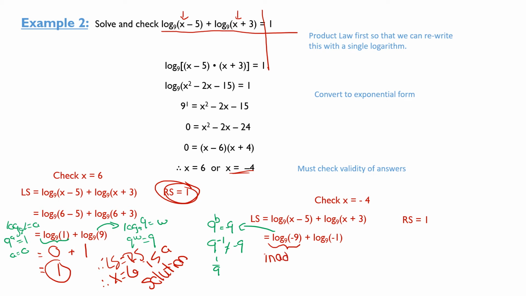So I don't really need to continue on. I know that the -4 is not going to work, but let's just, for fun, check this piece here. I already know that the -4 didn't work on one side, so it doesn't matter if it works on this side or not. But let's just check it.